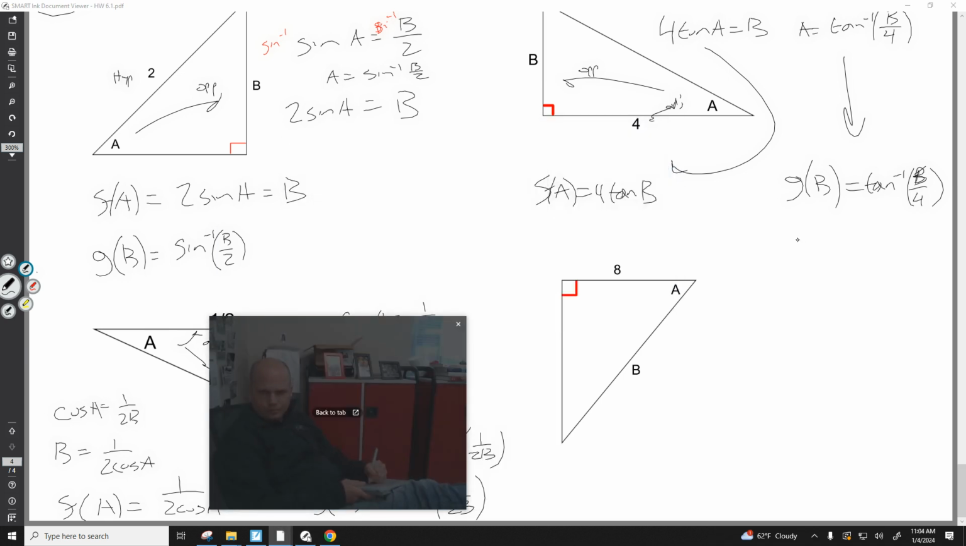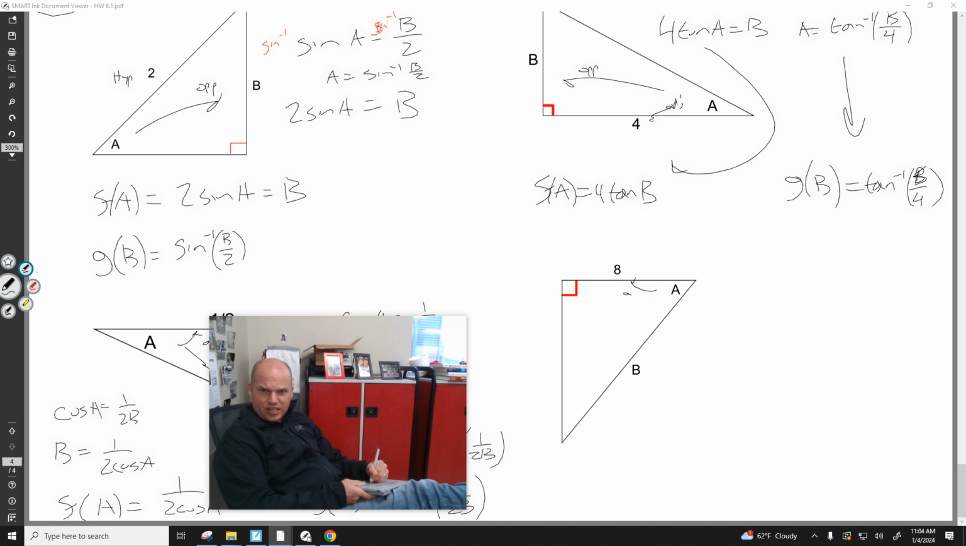Okay. Last one. Here's A. This is adjacent to A. That would be opposite. This is the hypotenuse of A of this right triangle. Make sure you understand what the hypotenuse is and don't call this adjacent. This is the long side opposite the biggest angle. That's the hypotenuse. So it's another cosine. Cosine A equals 8 over B. Okay, so B equals 8 over cos A.